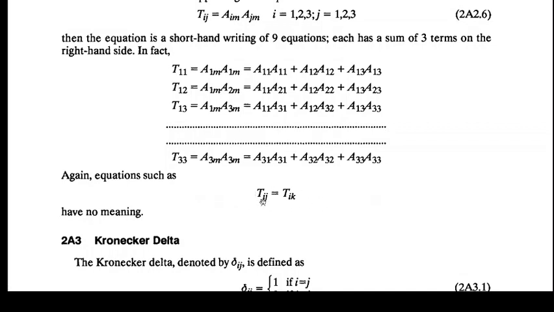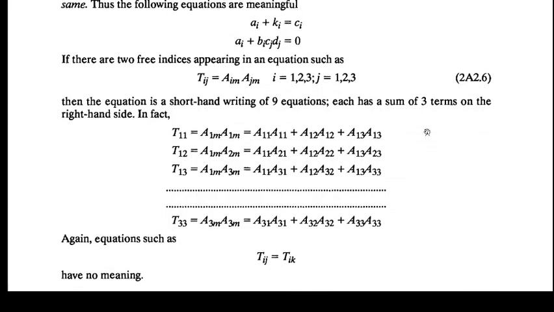Again, this type of thing does not have any meaning: T_ij equals T_ik. i is free here and here, but you cannot say anything about j and k, whether it is dummy or free. So this type of thing does not have any meaning. Write these 9 equations by opening i and j as free and the summation on m. So listen to this lecture carefully and we will discuss this in our online lecture. Thank you so much.